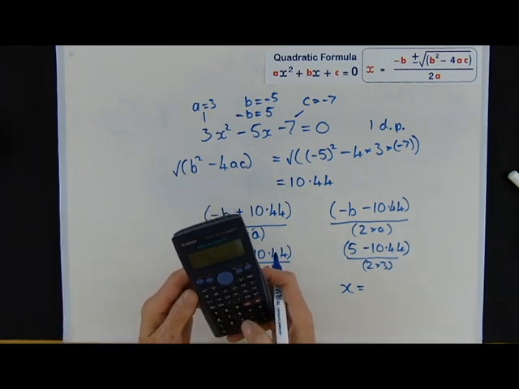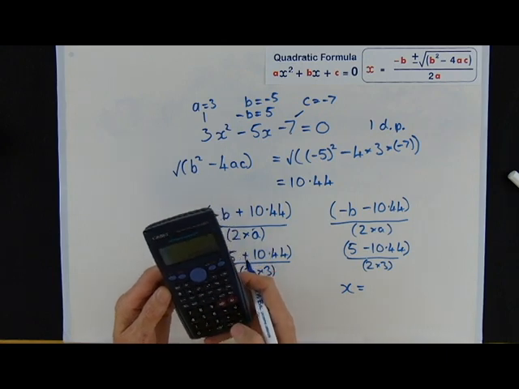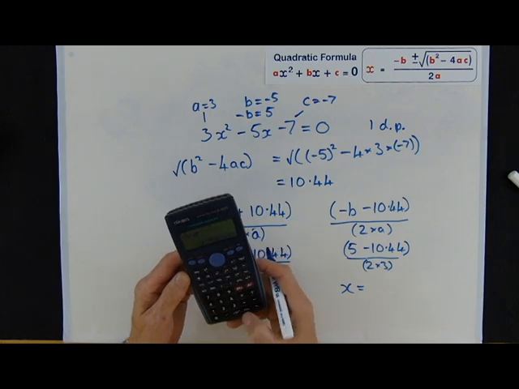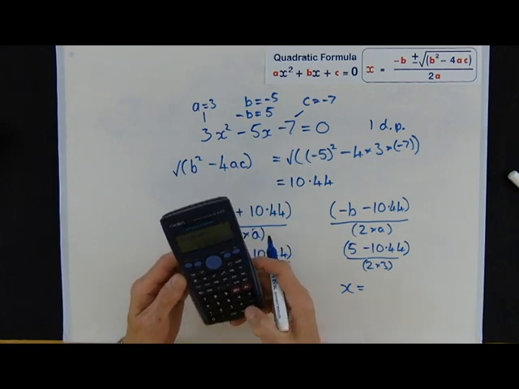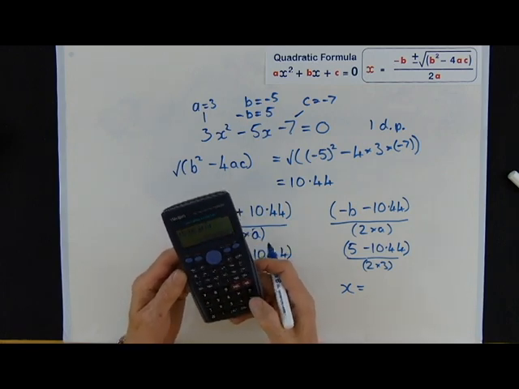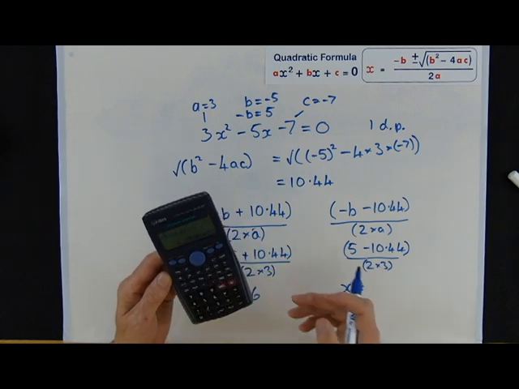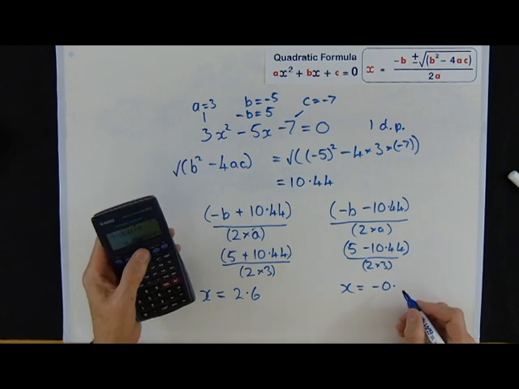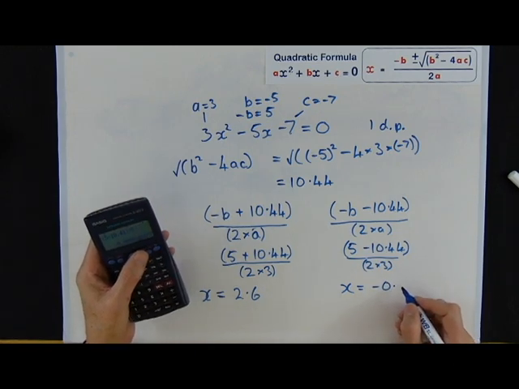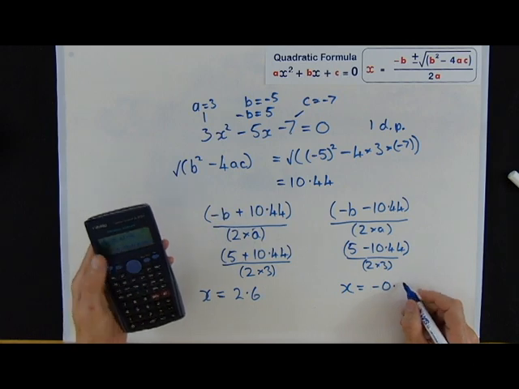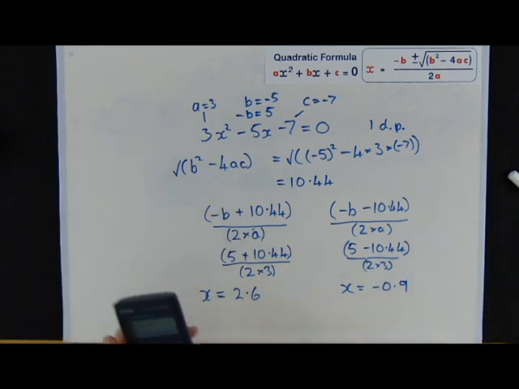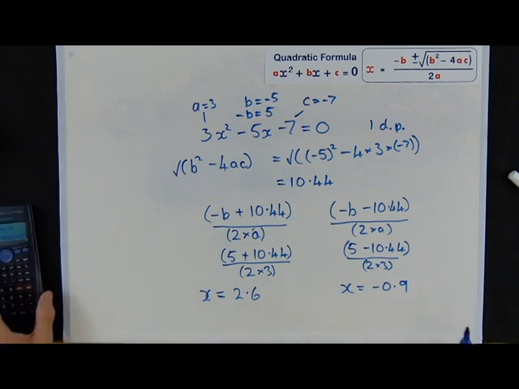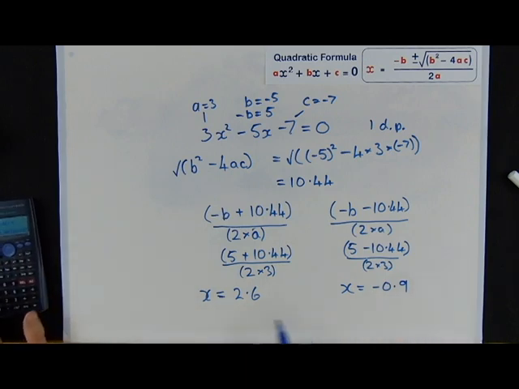So one of the answers is x equals 2.6, and the other answer is x equals, open brackets, but you could just change it on the calculator, put 5 minus 10.44, close your brackets, divided by 6 equals, and we get minus nothing point, and it's 9066. We want it to one decimal place, so that gives us minus 0.9. And that is how you use the quadratic formula.